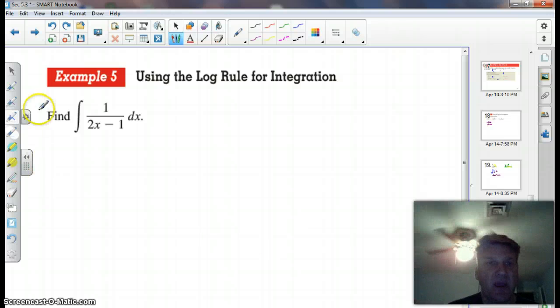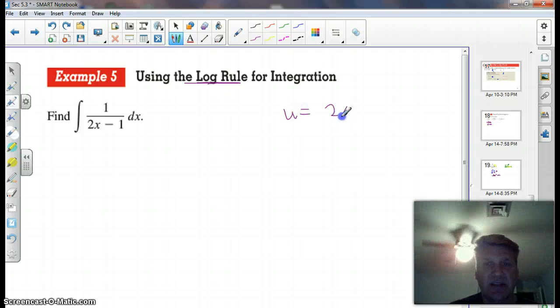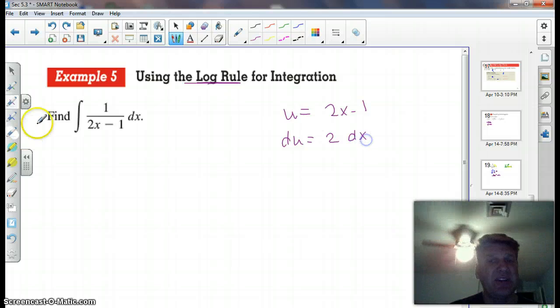For this last one, again, I'm trying for u substitution, looking for these log rules, which is 1 over u du. I'll let u be the denominator so I can try to get it into that form. So the hint is, whenever they say use these log rules, you probably want to end up with 1 over u du. Again, you see that the derivative of this is 2 dx, but I don't have a 2 this time.